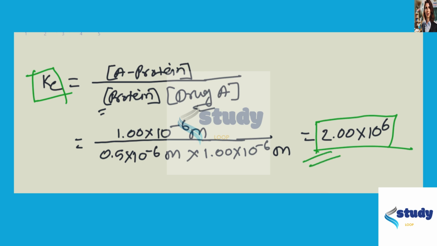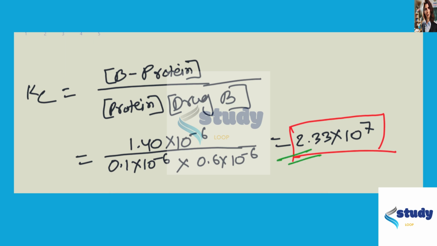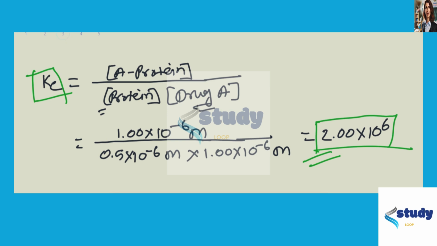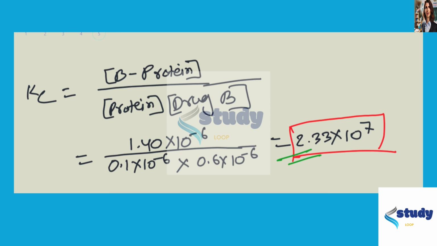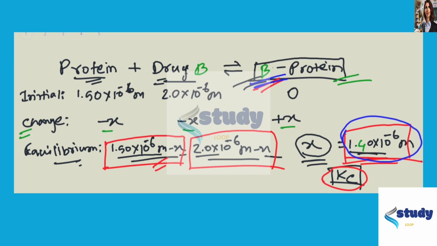So this is the value of Kc for the reaction of protein with drug B, and this is the value of Kc for the reaction of protein with drug A. From these two values we can easily see that the Kc value for the reaction of protein with drug B is higher than the Kc for the reaction of protein with drug A. And as we know, a larger value of Kc means the formation of a higher amount of drug B protein complex, and also that the forward reaction rate is much higher compared to the reverse reaction rate, compared with the reaction of drug A with the protein.